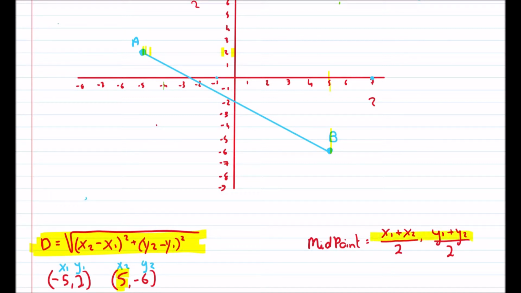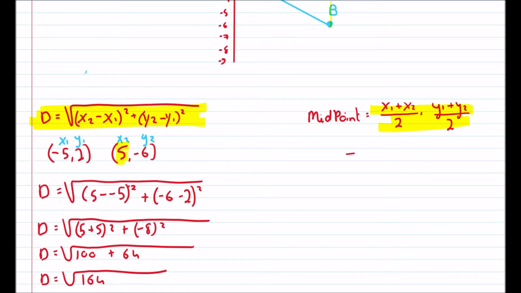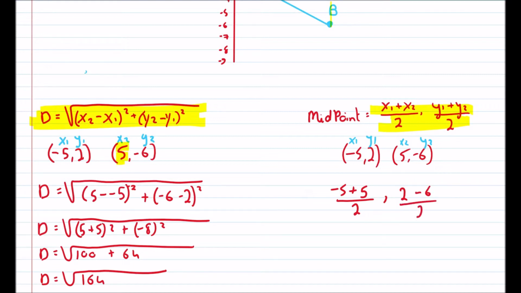So how do we get the midpoint? Similar really. We have a formula. It's in our logbooks. We don't need to know it off by heart. We just check it from our logbooks. We write down our points again. Minus 5, 2. 5, minus 6. We label our points. x1, y1, x2, y2. We slot them into the formula. So x1 is minus 5 plus x2 is 5 all over 2, comma, y1 is 2, y2 is minus 6, all over 2. Minus 5 plus 5 is 0 over 2, 2 minus 6 is minus 4 over 2, and that will give us 0, minus 2. So there is the midpoint.